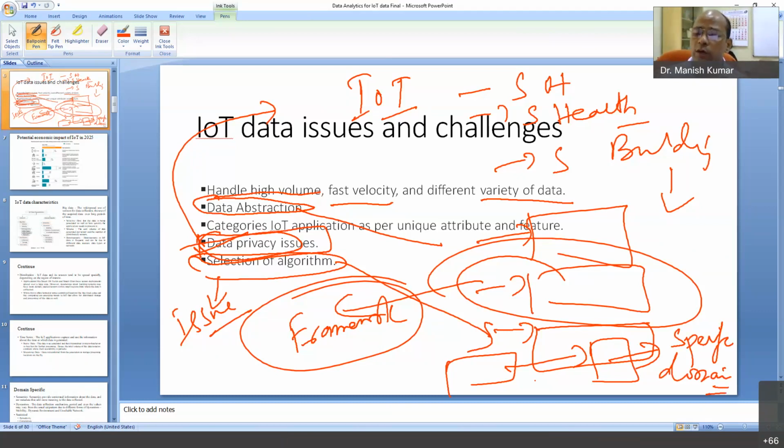So normally what we do is choose a set of algorithms, implement all such algorithms, and compare them on the basis of accuracy, efficiency, some sort of metrics we use, and then conclude that this algorithm is good for my domain. So that way also we are proceeding.